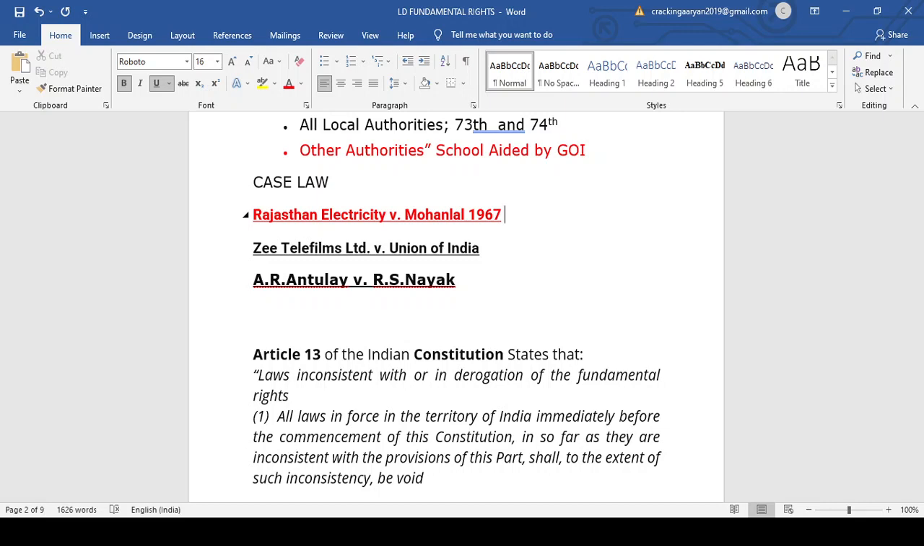It was in this case that the Supreme Court held that even the organizations which are working for the promotion of the economic interest of the weaker section, or for the people, for the public, will also be considered as a state if they work under the government. So the Supreme Court talked about organizations working for commercial activities, for educational purposes, for the economic interest of the weaker section of the people, and they will also be considered as a state.